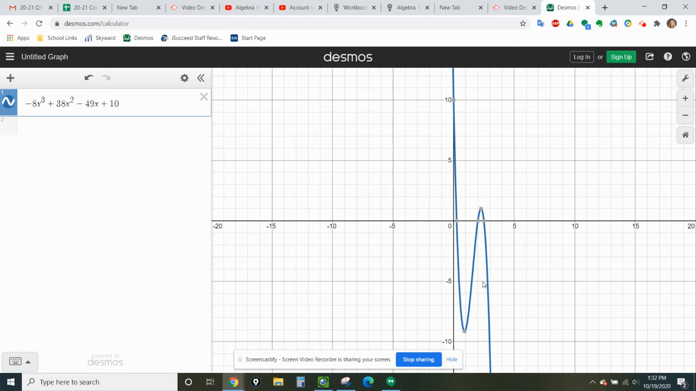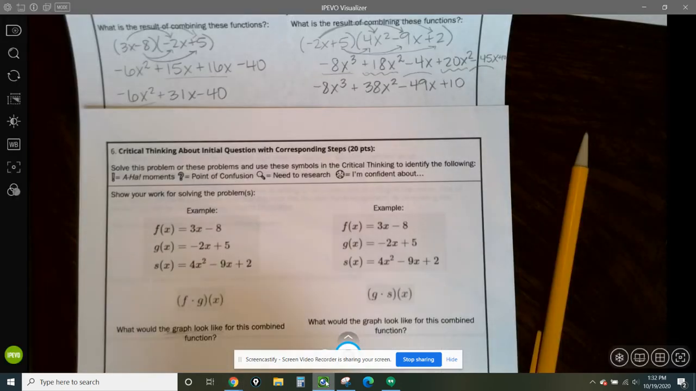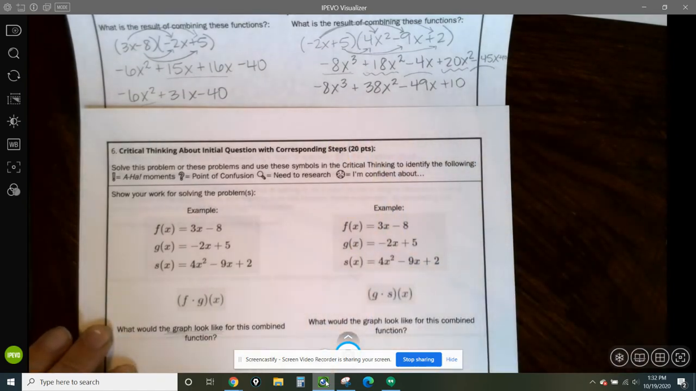So you can sketch that right now on your paper. You could take a screenshot of this screen right here if you want. But the question asks you, what will the graph look like for this? Well, it'll look like what we just showed on that screen.